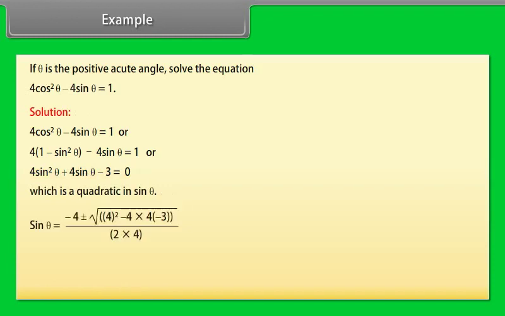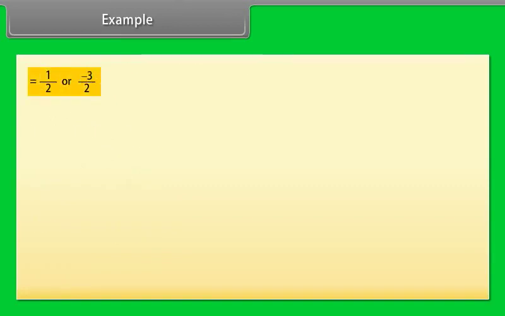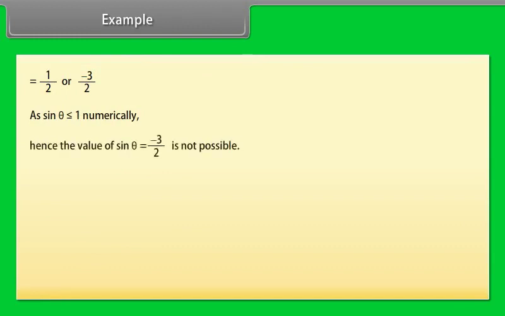Sin θ = (-4 ± √(4² - 4·4·(-3)))/(2·4) = (-4 ± 8)/8 = 1/2 or -3/2. As sin θ is less than or equal to 1 numerically, the value sin θ = -3/2 is not possible. Therefore, sin θ = 1/2 = sin 30°. So, θ = 30 degrees.